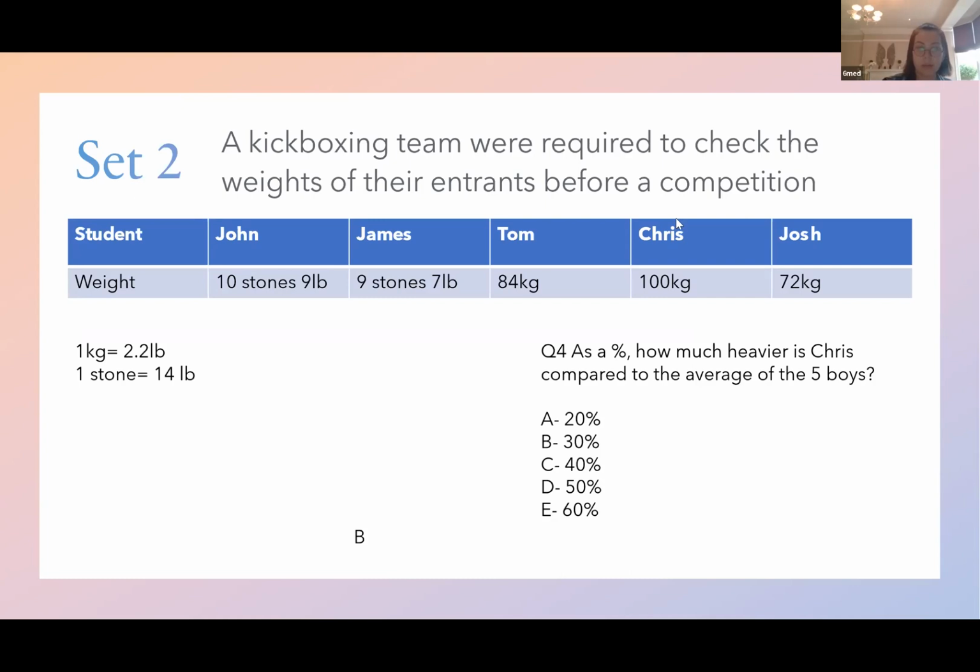But make sure you're including Chris within that. Just read the question. If it said compared to the average of the other boys, then you would leave him out, but it says the average of the 5 boys, so you need to make sure you include him. Hopefully that makes sense. There are obviously other methods you can use, but these are just the basic recommended methods that can guarantee every time that all work, especially if you're not a particular maths whiz.